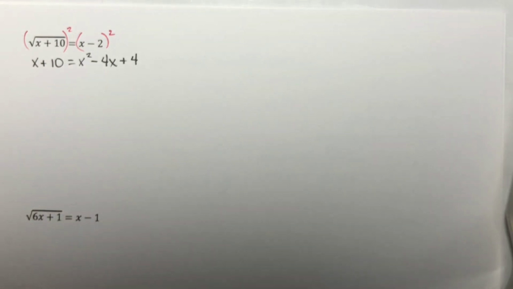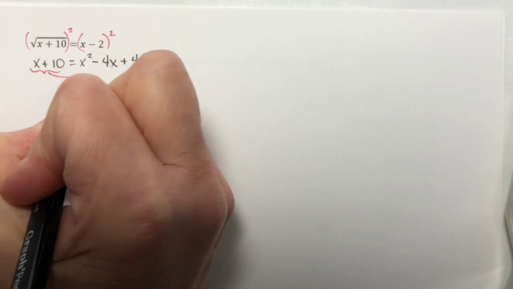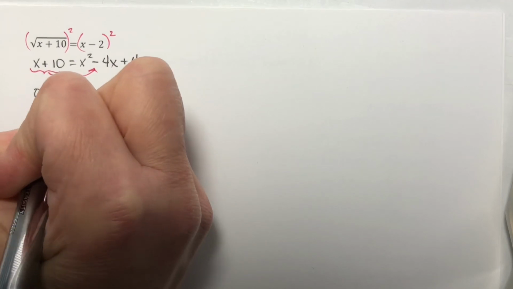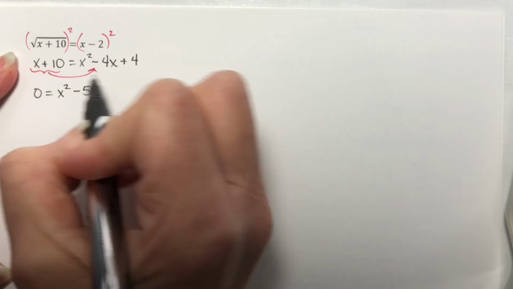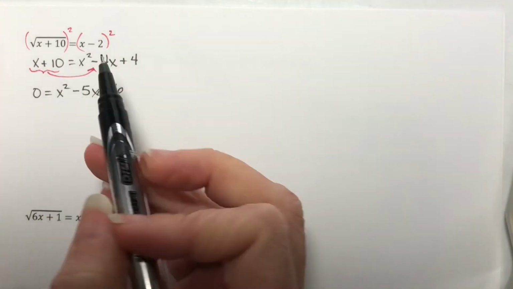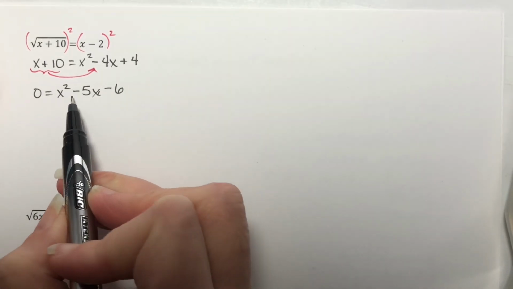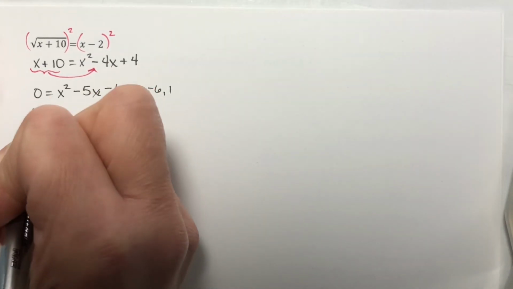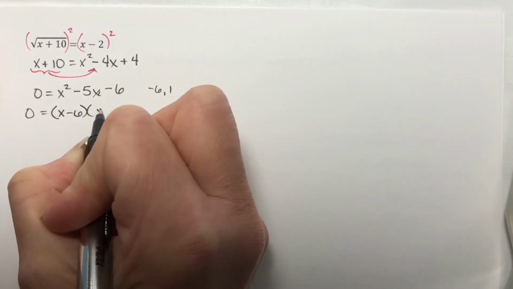So now this is what I need to solve. I need a 0, so I'm going to move these two over to here. And that gives me 0 is equal to x squared minus 5x, and if I subtract 10, that's going to be minus 6. So I'm looking for two numbers that multiply to a -6 and that add to a -5. So that's going to be -6 and +1. So I have 0 equals x minus 6, x plus 1.